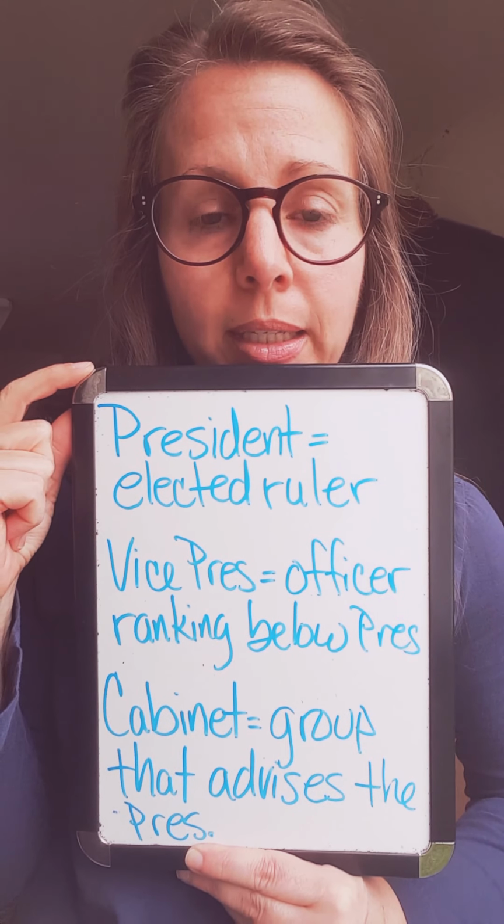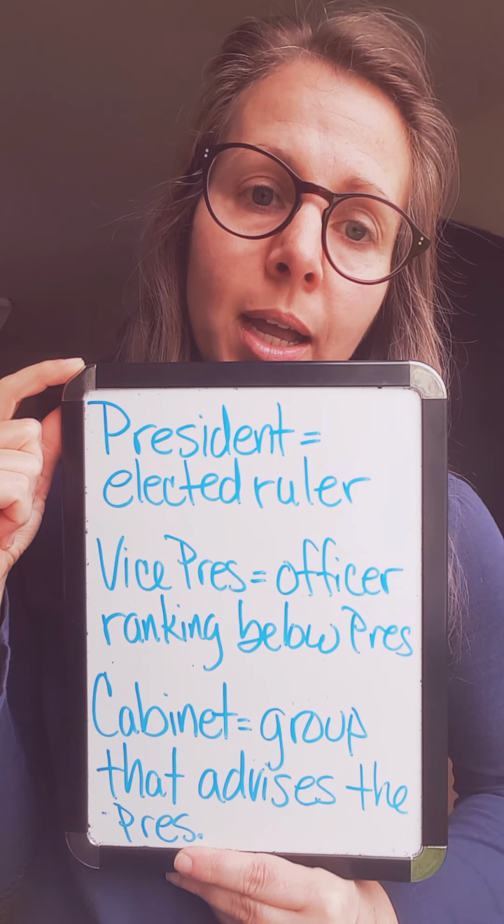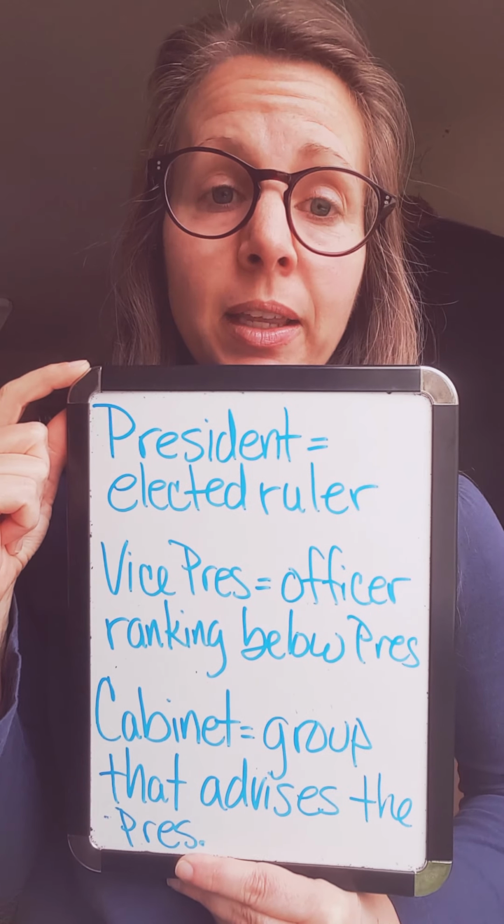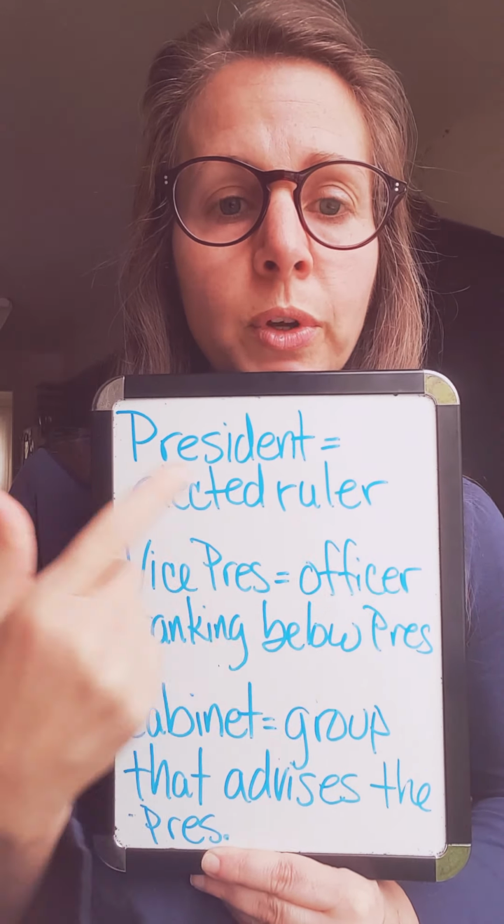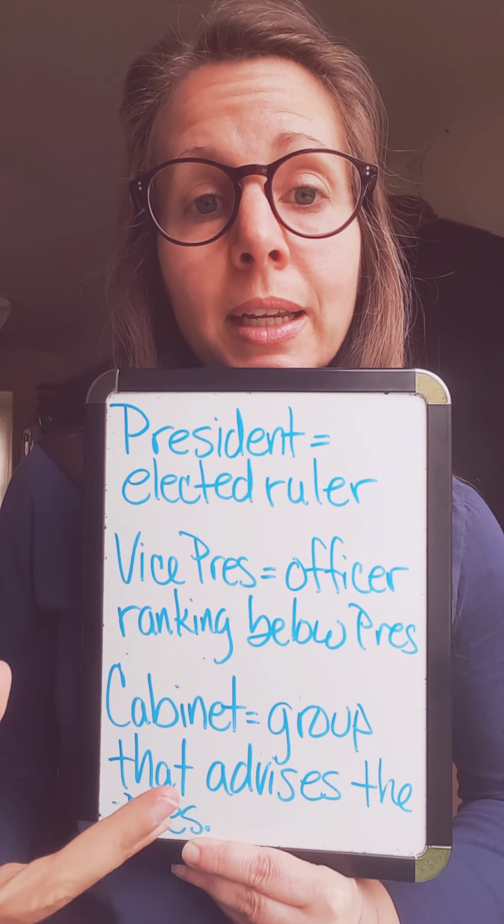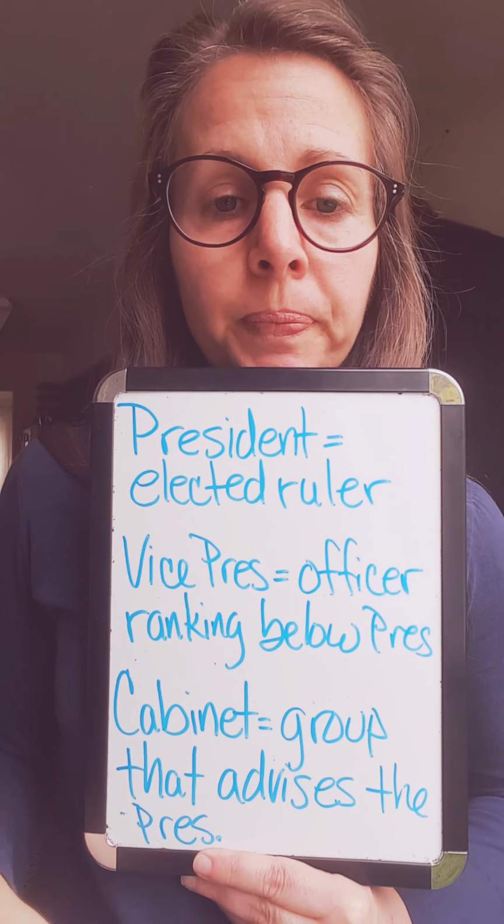So president is an elected ruler of a country, or really anything. You can have a president of an organization, but if we just write elected ruler, that's really key. Presidents are elected. They're not appointed like a king or a queen. So that sets them apart.